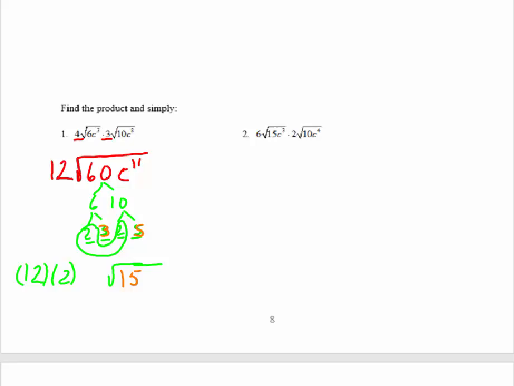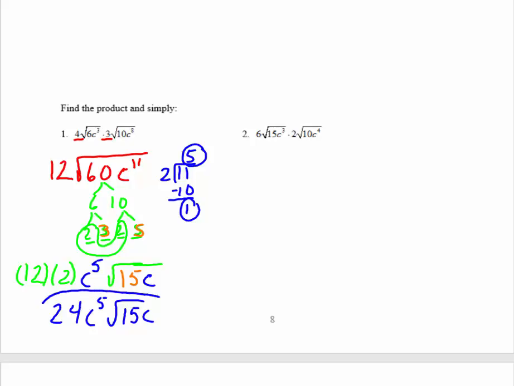Now let's work with the variable. The variable was c to the 11th, so I take my power 11 and divide by my index 2. 2 can go into 11 5 times with the remainder of 1. So c to the 5th comes out and c stays underneath. So c to the 5th comes out and 1c is left underneath. So 12 times 2 is 24, c to the 5th, square root of 15c is my final answer.